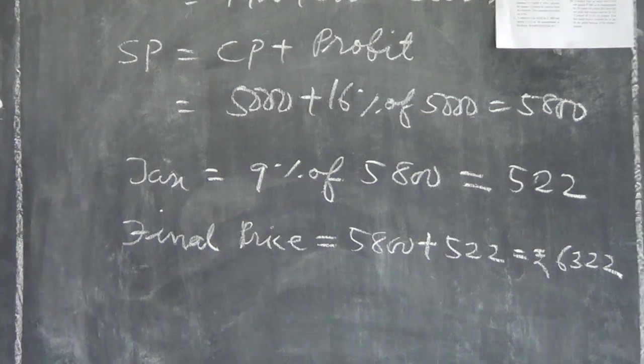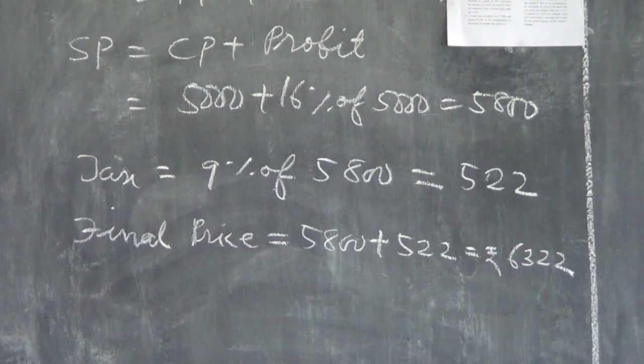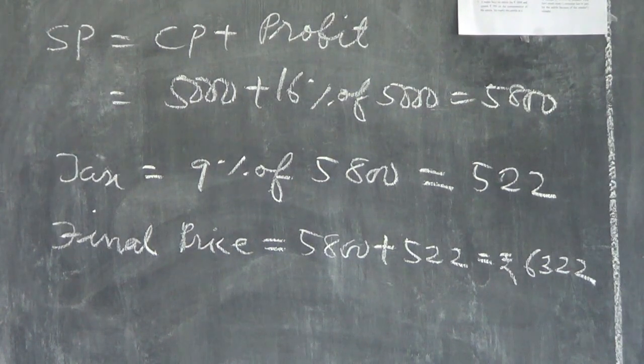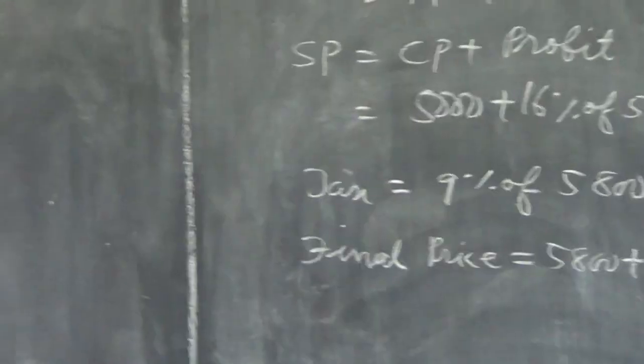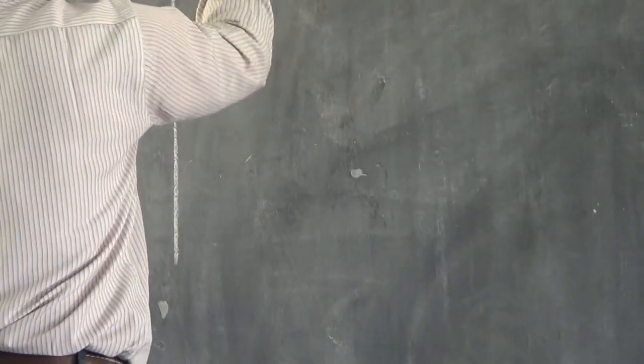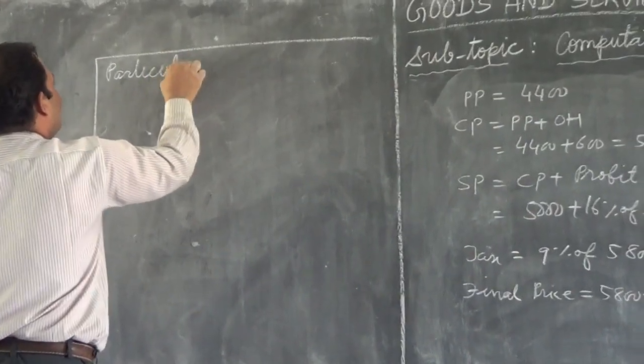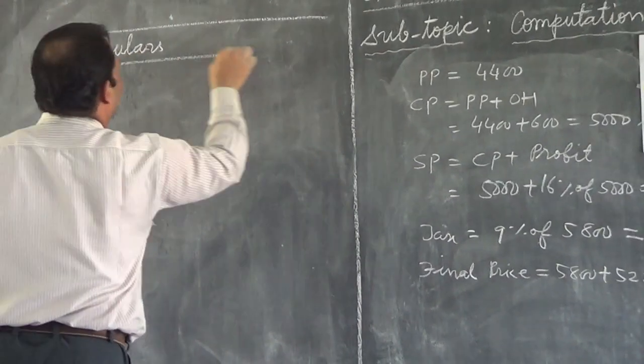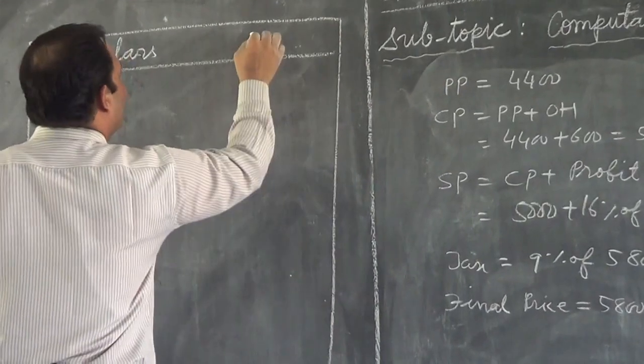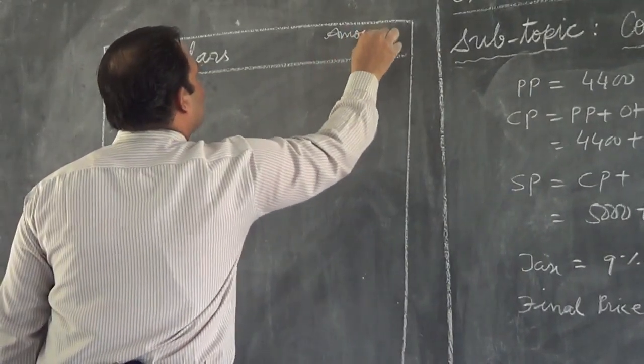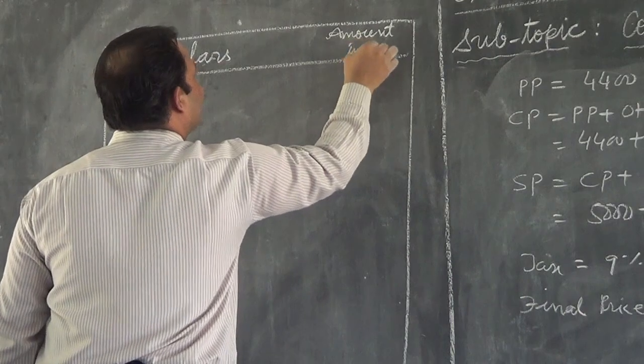You can also go for the tabular method. Very easy. Even if it is easy, I am writing once again for you. In the tabular method, whichever method is easier for you, you can do that. Whichever method you find convenient. Here you can write again particulars, and then here amount in rupee.